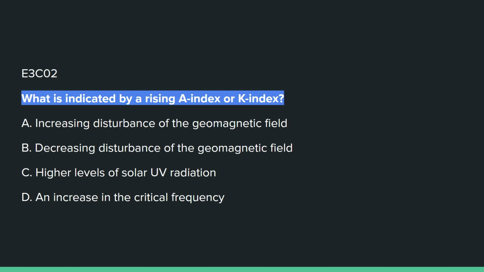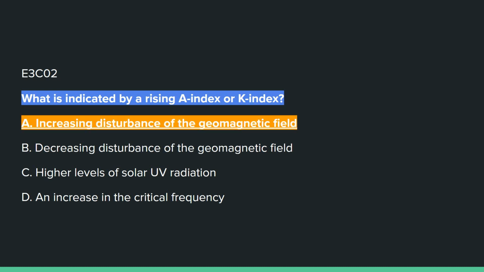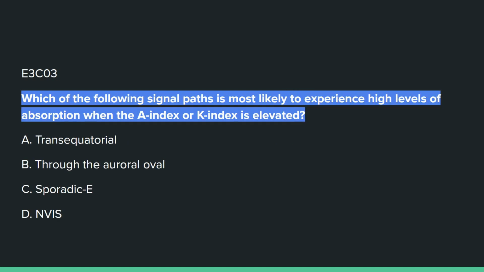E3C02, what is indicated by a rising A index or K index? A, increasing disturbance of the geomagnetic field. E3C03, which of the following signal paths is most likely to experience high levels of absorption when the A index or K index is elevated? It's B, through the auroral oval.